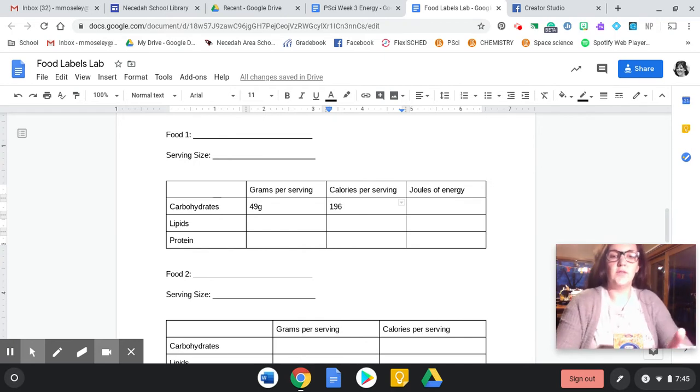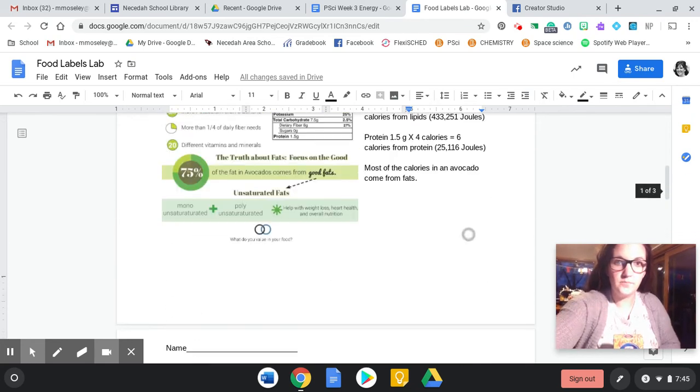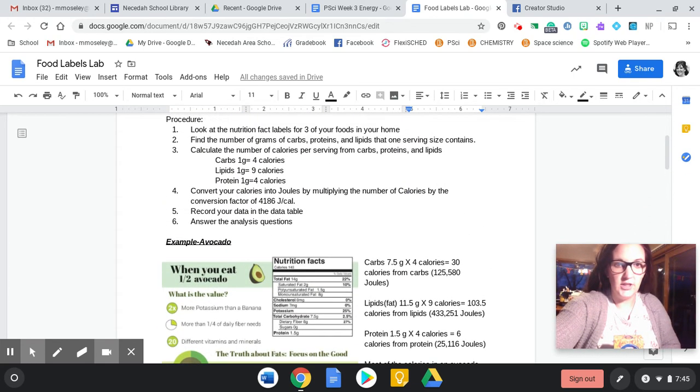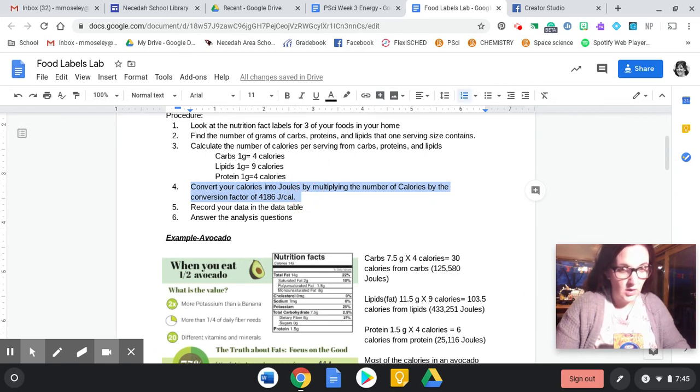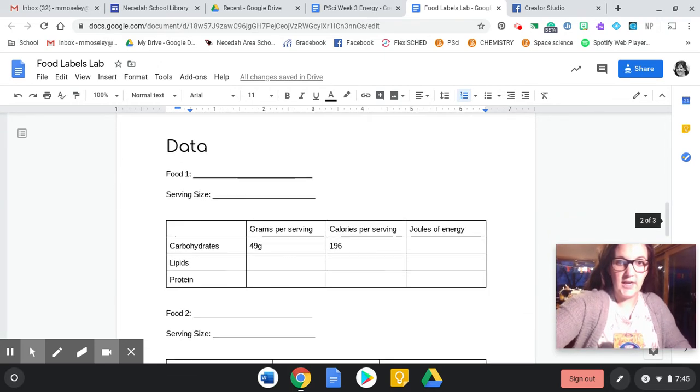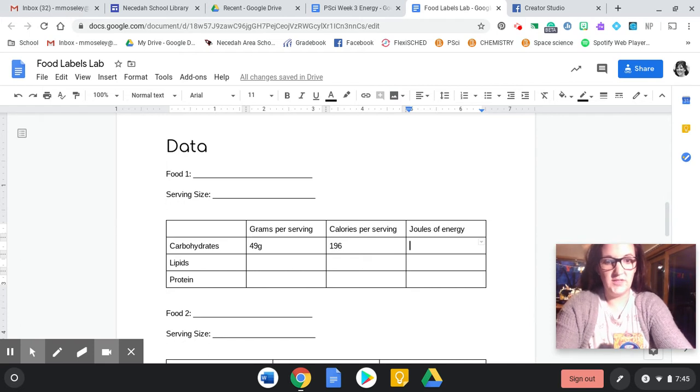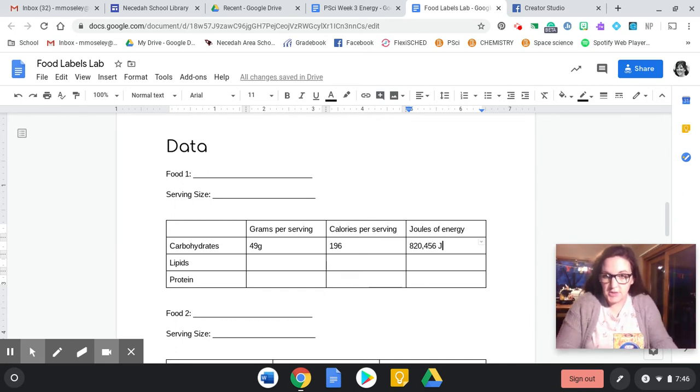And then the way we've been measuring energy is in a unit called a joule of energy. So we have one more conversion to do there. To go from calories to joules, I'm going to use the conversion right here. So convert your calories into joules by multiplying your number of calories by 4,186. So my joules of energy I get from the carbohydrates in 1 serving of mac and cheese is 820,456 joules of energy. That's a lot.